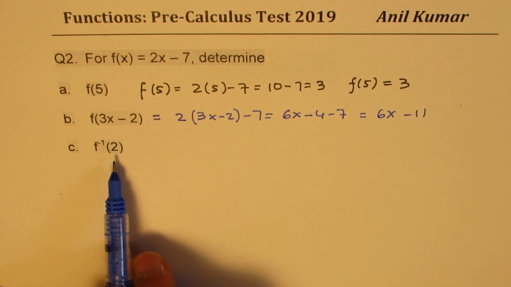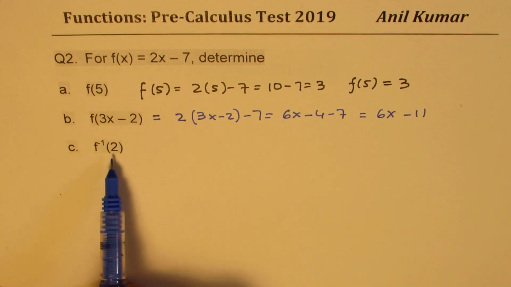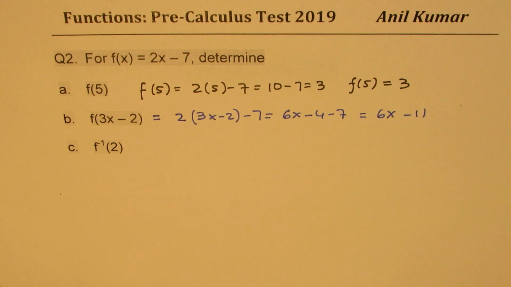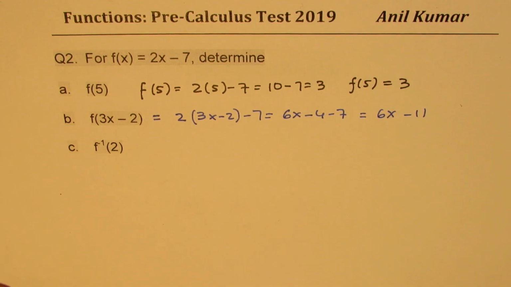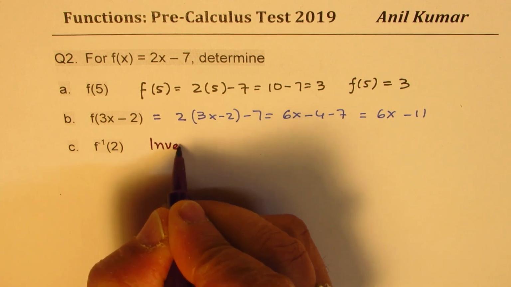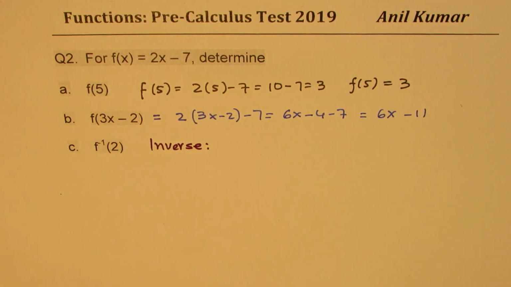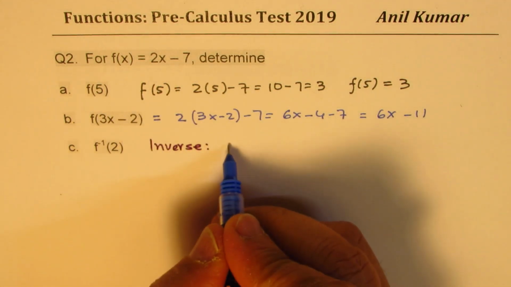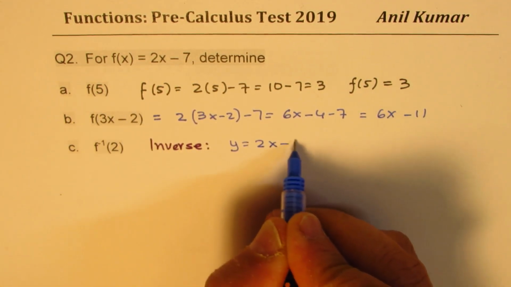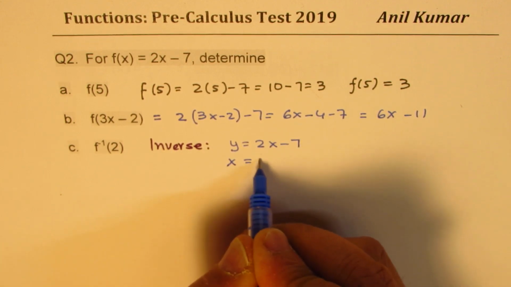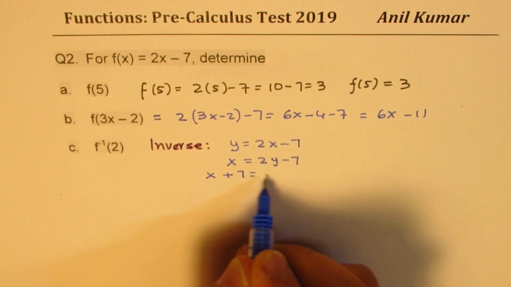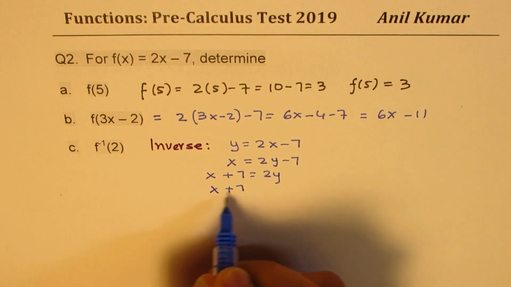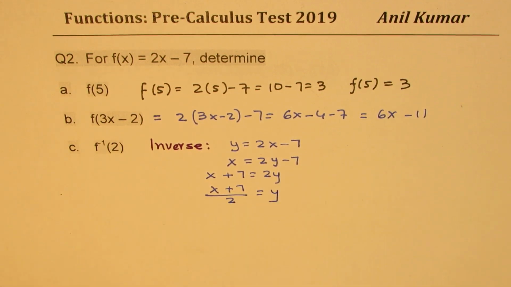Now we need to find the inverse of this particular function and the value at 2. So in step 1, we'll find what is the inverse of the function, right? Now to find the inverse, what should you do? We have to swap x and y, right? So let's see how to find the inverse first. We are given y equals 2x minus 7. We'll swap. We'll say x equals 2y minus 7. Then we'll isolate y. So we get x plus 7 equals 2y, or x plus 7 divided by 2 is equal to y. Correct?